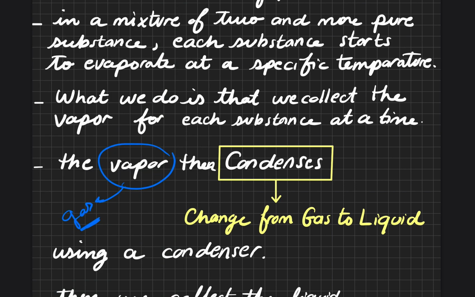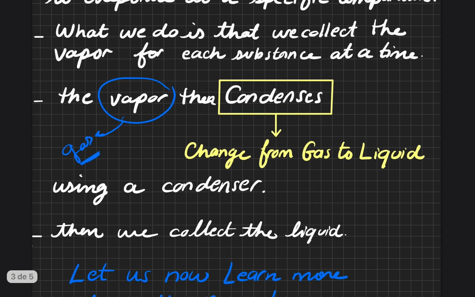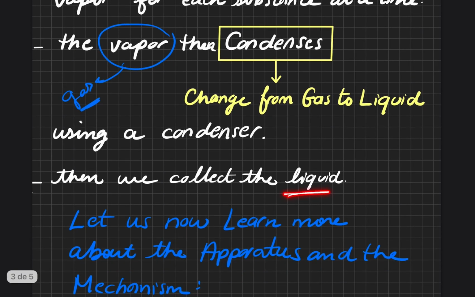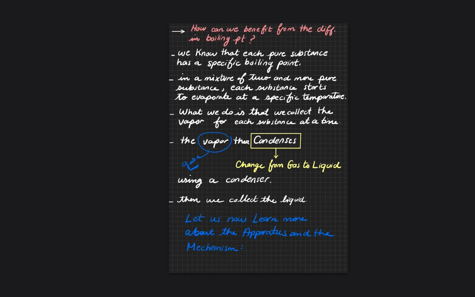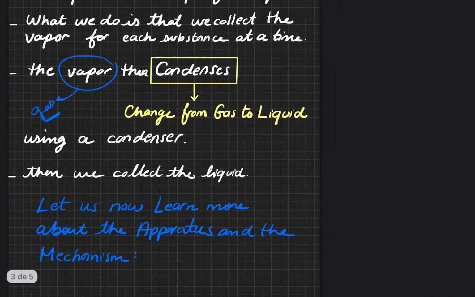So the vapor will condense and it will change from gas to liquid. And how is that going to happen? It's going to happen using something called the condenser. We're going to see that in a minute. And then we collect the liquid. So after the vapor condenses, it becomes liquid and we collect the liquid. Now let us learn more about this apparatus and the mechanism. So we are going to learn exactly how this works.